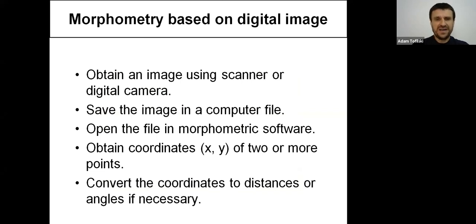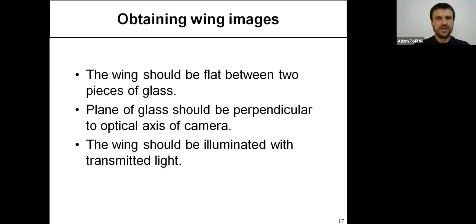Then we get a file. The file is saved in computer. Then it's opened in the software. In the software, there are determined some landmarks, and the coordinates can be converted to distances or angles using quite simple formulas. Or if you use geometric morphometrics, you use the coordinates directly.